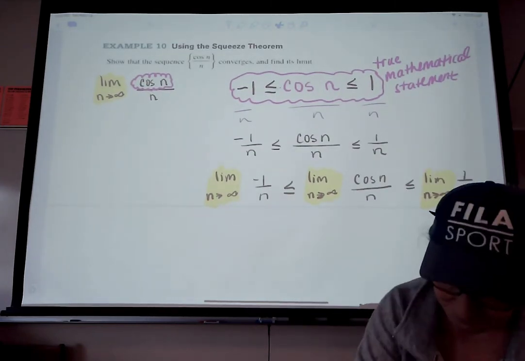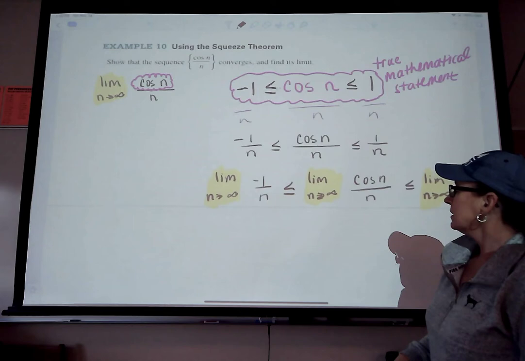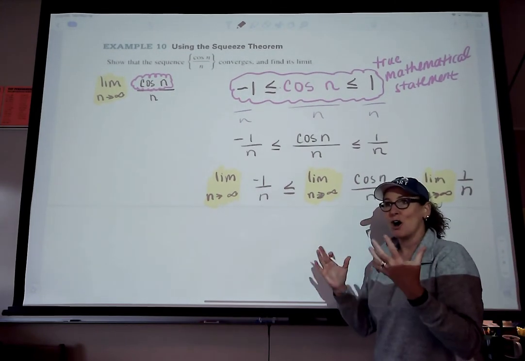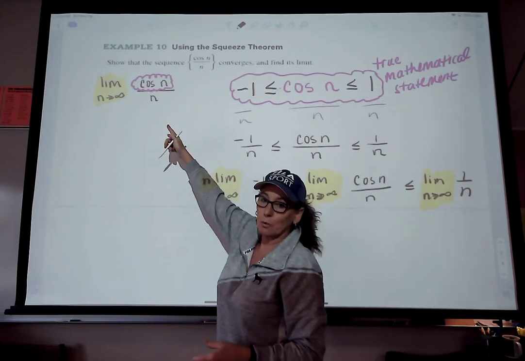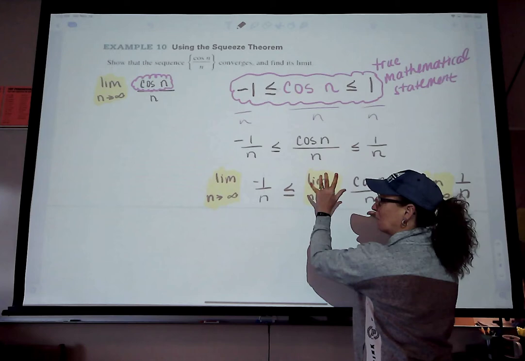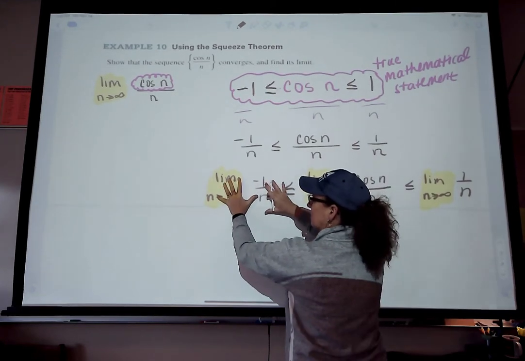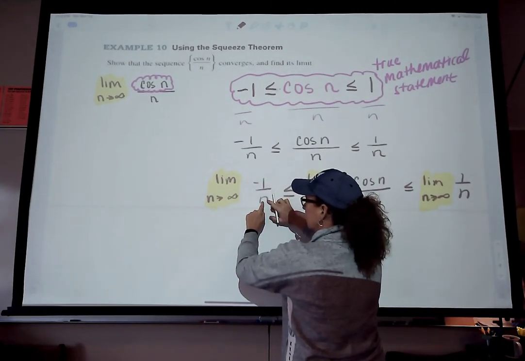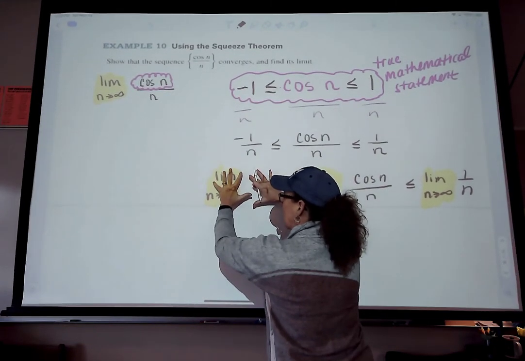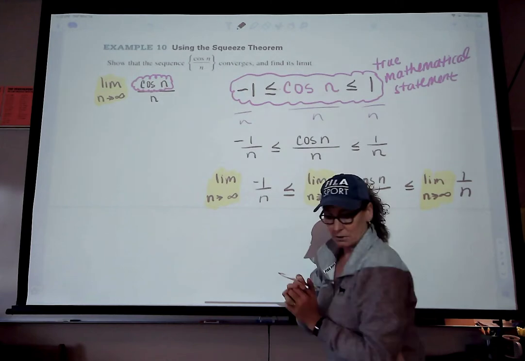Alrighty. Almost there. Do you know the answer to the middle? No. If we knew the answer to the middle, we wouldn't have had to do all this work in the first place, right? I don't know the answer to the middle, but I can figure out the answer to the left. As n approaches infinity, this becomes negative 1 over huge. My answer to this limit is 0.